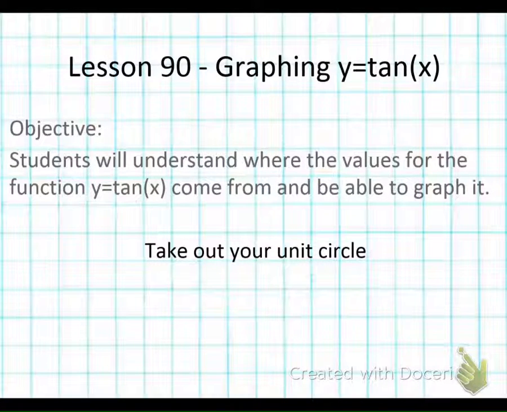Alright, for today's lesson we are going to be graphing tangent, or tan of x. So we've talked about graphing sine, graphing cosine. Now we're going to talk about the third main trig function, which is tangent, and we'll see how this is related to the last two that we've talked about. We're going to be taking notes, but also looking at the unit circle that we've been working on since last week. So if you are following along at home, make sure that you have that out.